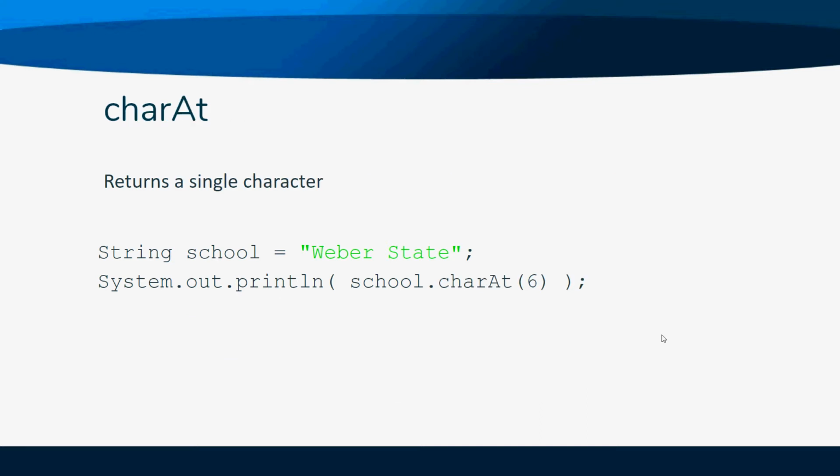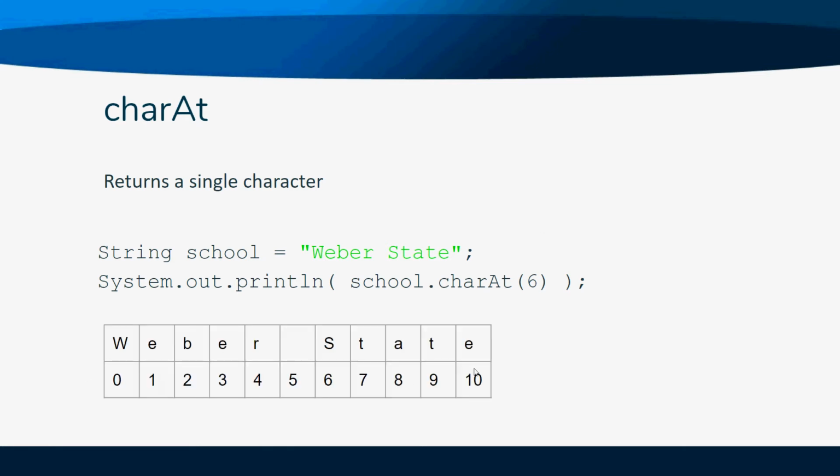Okay, the reason I show you that is because there's also a charAt. In this particular situation, it's not returning a string. It is returning a single character. And that's important because you do need to know what data type you are returning in order to save it as that data type. So here I have Weber state, and this time it's only going to return back character 6. It is not going to return it back as a string, it is going to return it back as a single character.